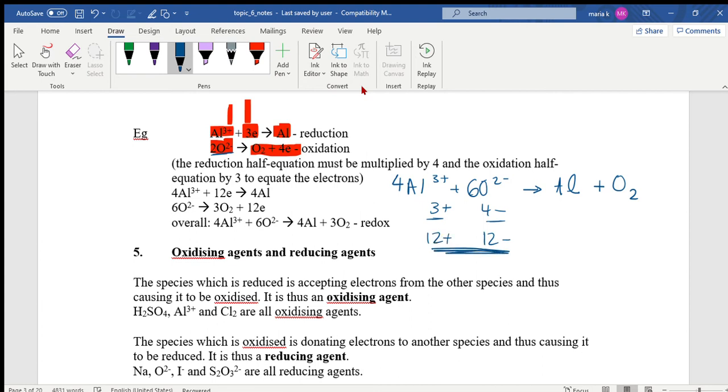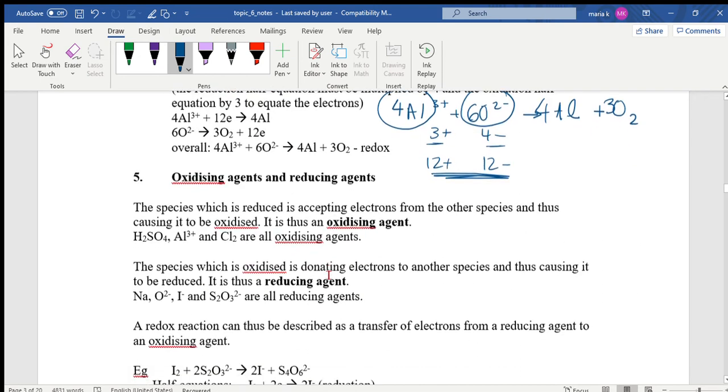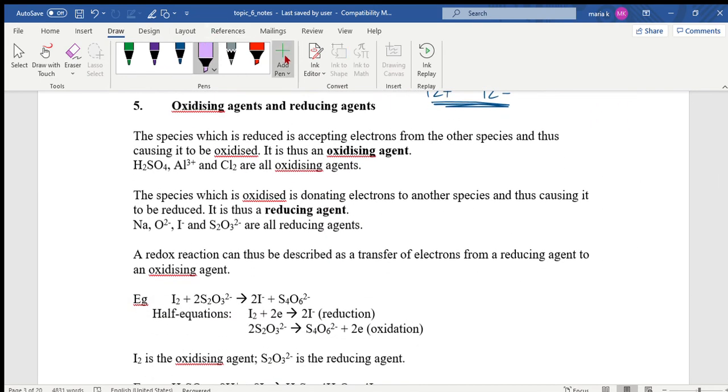Now that balances it on this side. However, now we have 4 aluminium here, so we're just going to balance it here. And now we have 6 oxygen here, so we're just going to balance it that way. And now it is balanced. So now we have constructed redox reactions, essentially. Now let's move on to oxidizing agents and reducing agents.